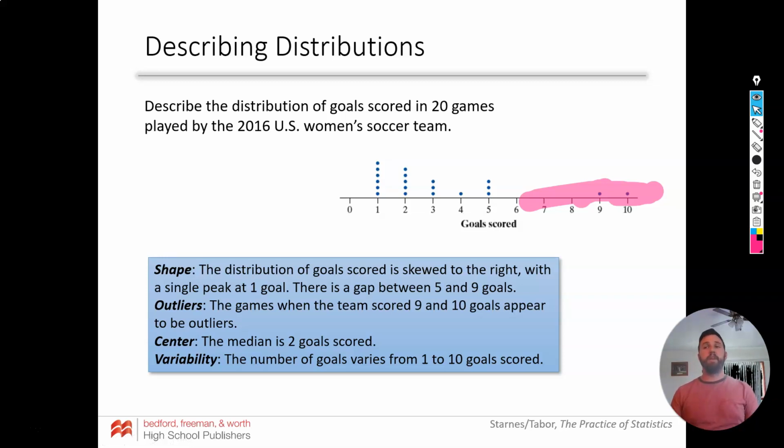Now, please, when you're answering a question that says describe the distribution, don't write it as a list. Combine these as sentences. Don't be like shape, this, outliers, this. It's going to read the same, but you won't have the SOCV actually written in.